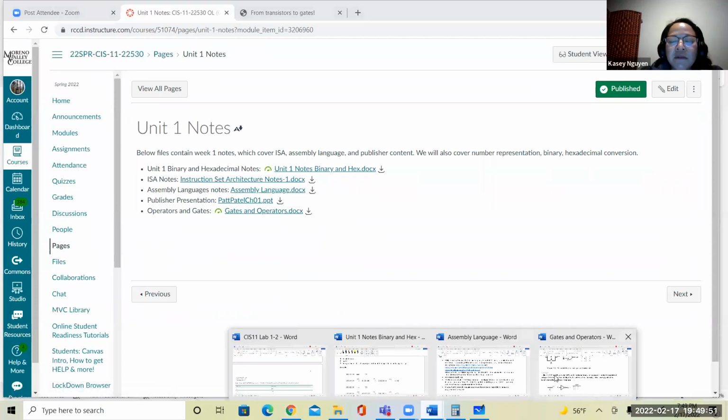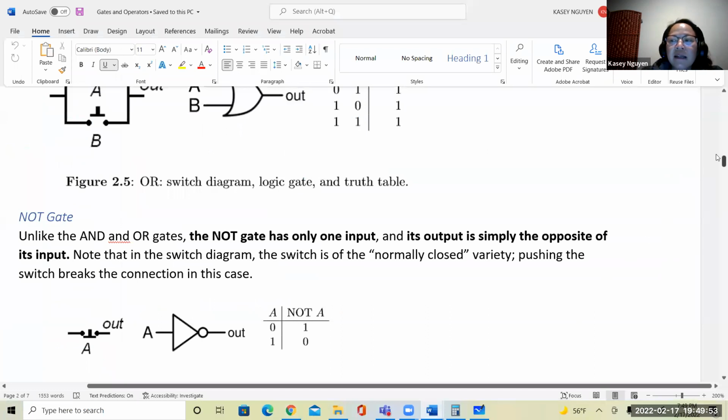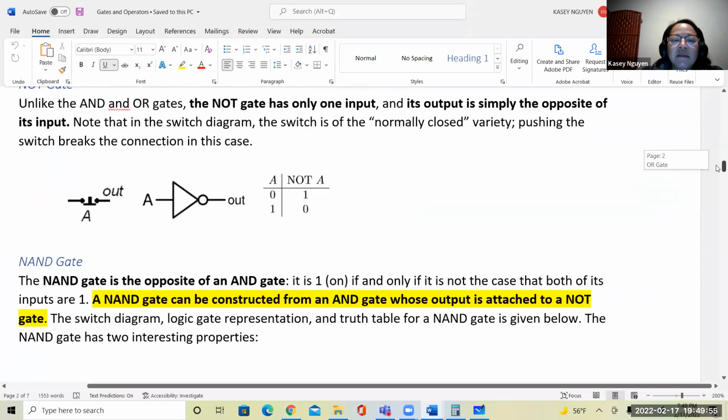So similar to what you have seen on the website, right? You would see some diagram. And for the NAND gate, it is the opposite of the AND, right? We talked about how it ANDs it and then applies the NOT. So it's constructed from the AND attached to the NOT gate.